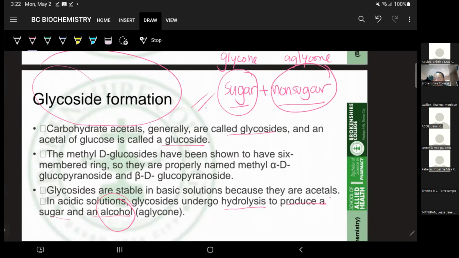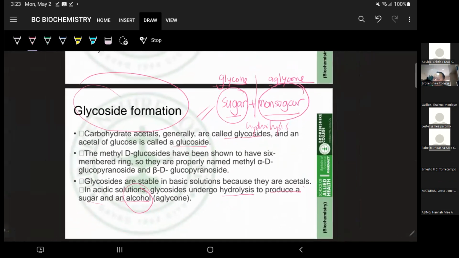Do you follow? Again, what we need to remember here when we talk about glycoside formation, it pertains to the formation of sugar plus a non-sugar component. And upon hydrolysis, there will be breakdown of the sugar component, which is your glycone, and there will be separation of the non-sugar known as the aglycone.